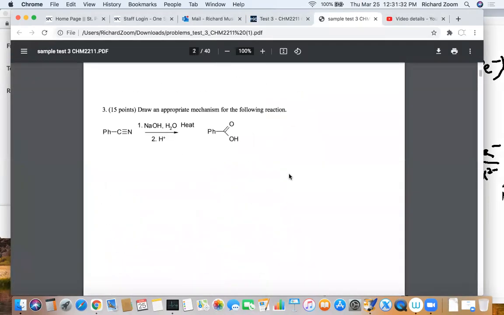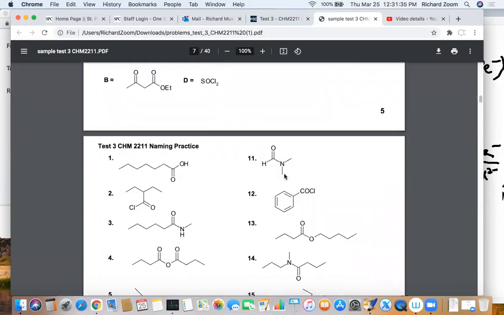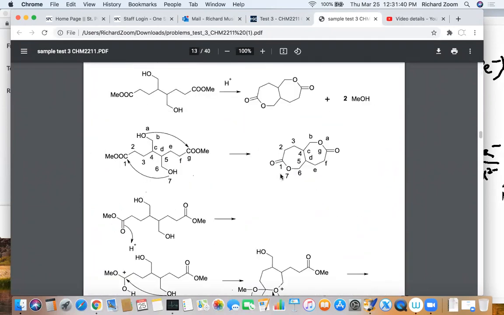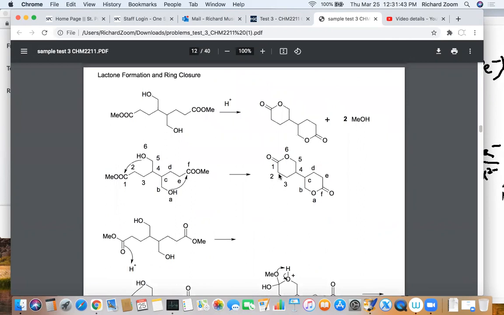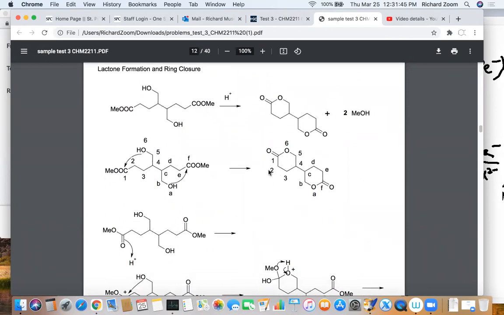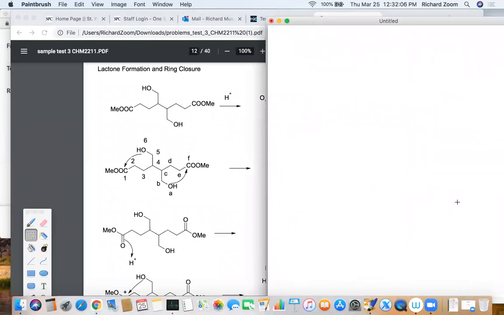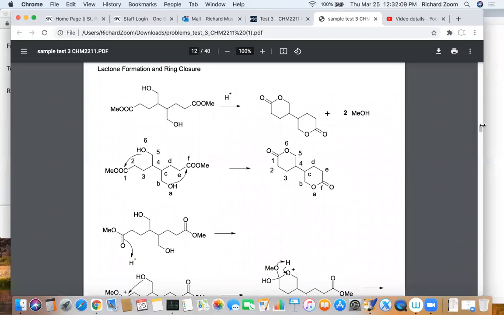Okay, so we're going to look at the ring closures today. There we go. So I'll use this one as an example. Now I know we've got esters here, but it doesn't really matter what functional group there is, as long as it's a carboxylic acid or carboxylic acid derivative that can possibly form a lactone. All right, let's look at what we've got.